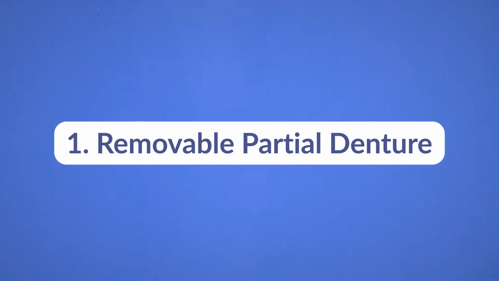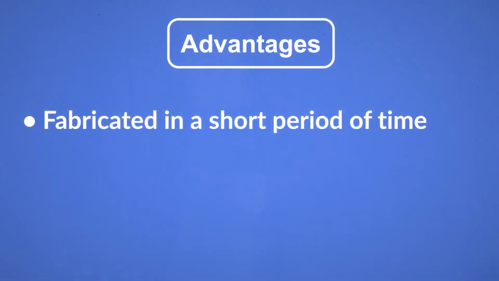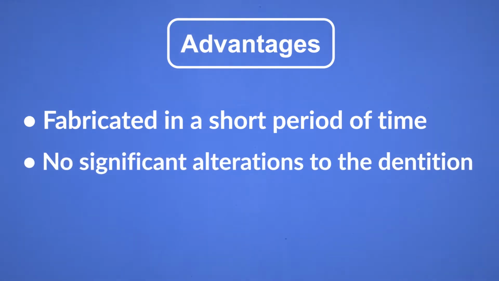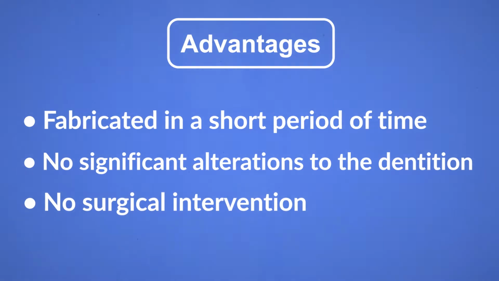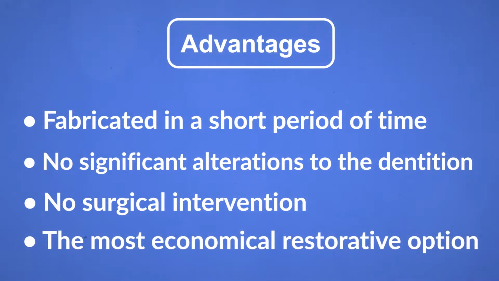However, if a patient is interested in restoring the edentulous site, the first treatment option would be a removable partial denture. The advantage to a partial denture is that it can be fabricated in a relatively short period of time. It does not require significant alterations to the dentition, nor does it require a surgical intervention. The added benefit is that it also is the most economical restorative option.